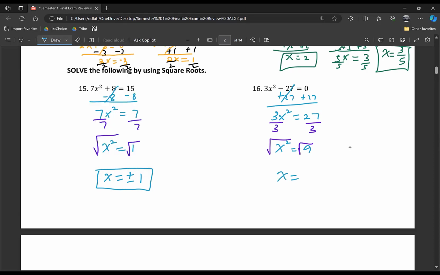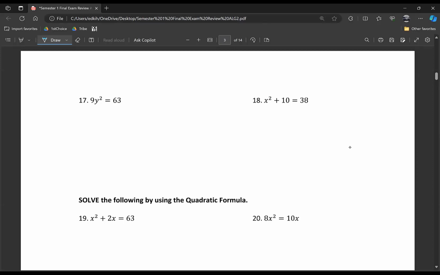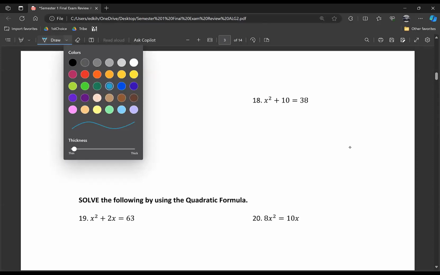X equals plus or minus 3. There you have it. Okay, on to question 17. This one's actually less work than the previous one.